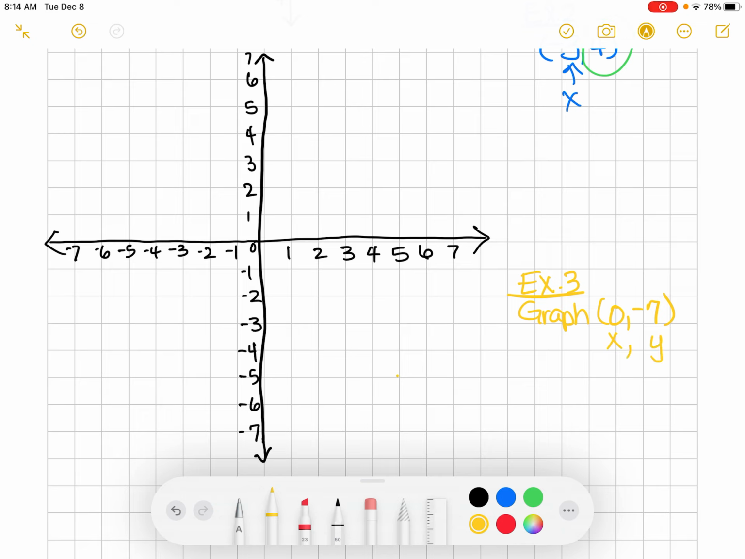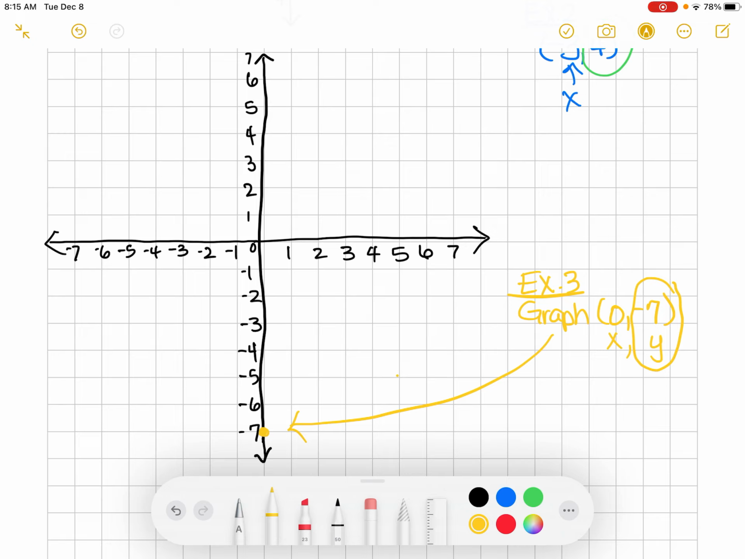So if you have 0 in either the x or the y, your graph is going to be on one of the axes. So if the number is in the y section, then that's on the y axis. That's where I'm going to put my dot. Okay, so this is graphing 0, -7.